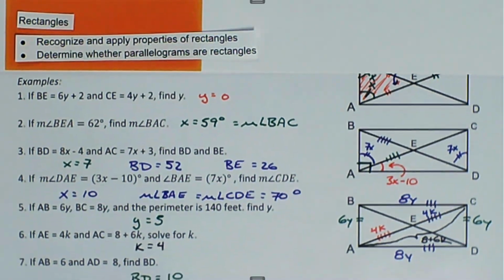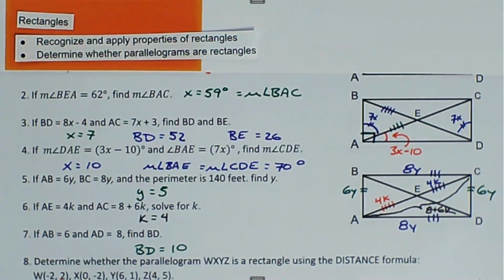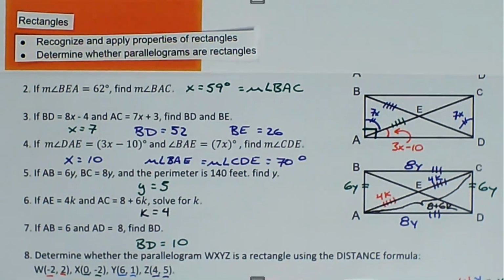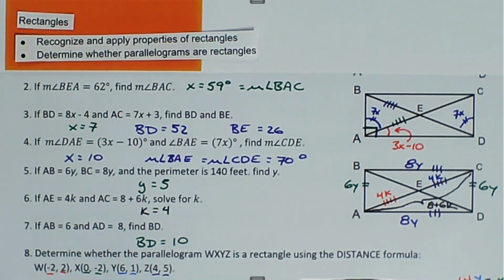Number 8. Oh, number 7. Number 6. Number 6, if AE is 4K, so AE is 4K, and AC, the whole thing, is 8 plus 6K, so that's the whole thing.